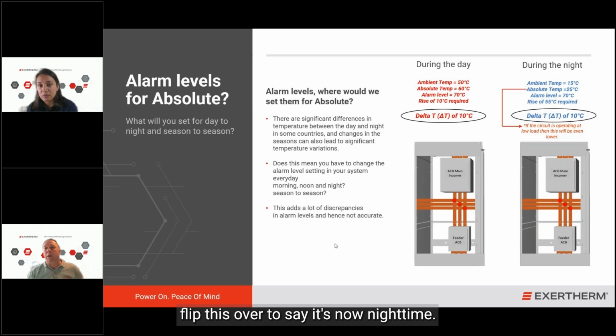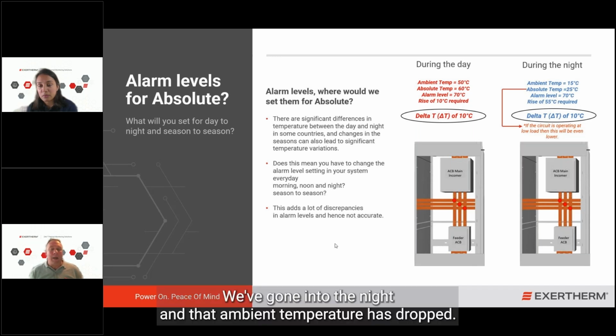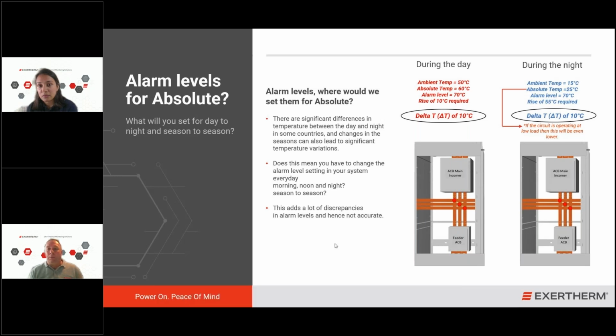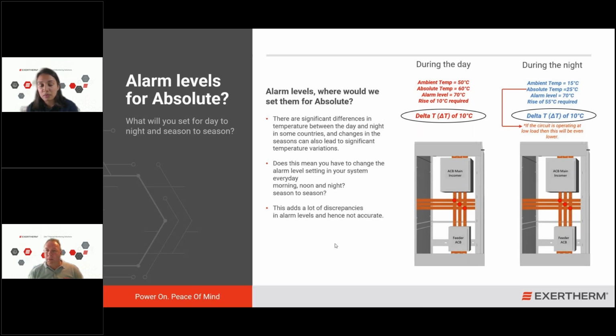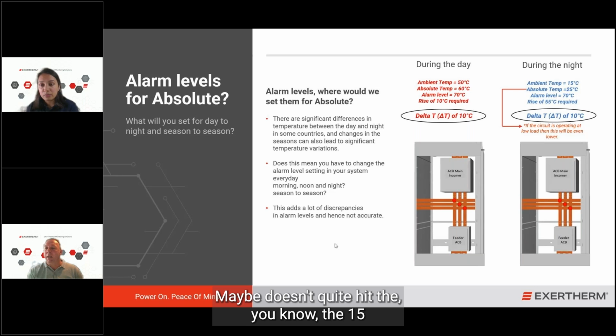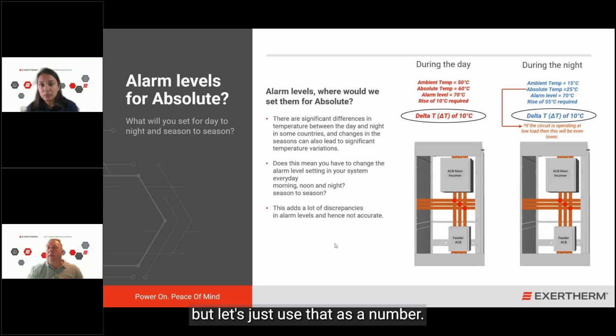Now let's flip this over to say it's now night time. We've gone into the night and that ambient temperature has dropped. Let's say it's gone down to 15. It's cold at night. So again, the space within that switch room, the space within the switchgear is all going to cool down. Maybe it doesn't quite hit the 15, but let's just use that as a number. So it's cooled down to 15.